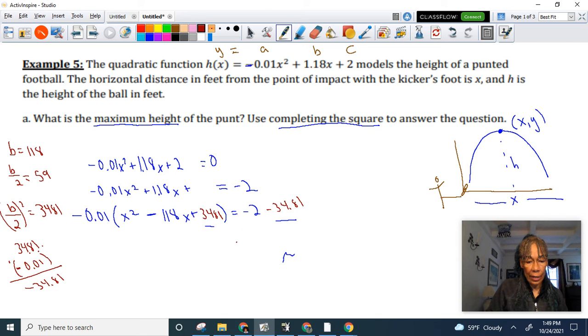So on this side, I've got minus 36.81. On this side, I've still got the negative 0.01. And it's very easy to factor this because I know for a fact that it's just going to be x plus or minus, probably plus, negative, whatever, b over 2. So I don't have to think about it. I'm just going to write x.